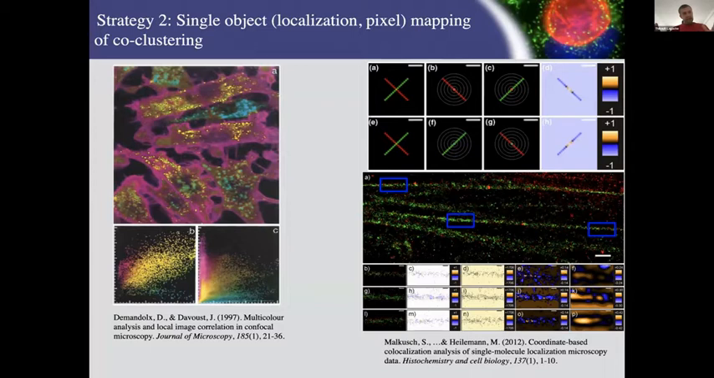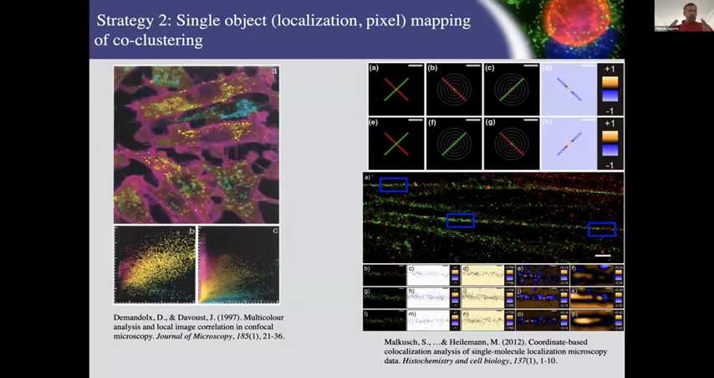And these two techniques are interesting. Let's say that they look at local properties of signals, and these local properties are more or less co-clustering or correlation of high density between signals.